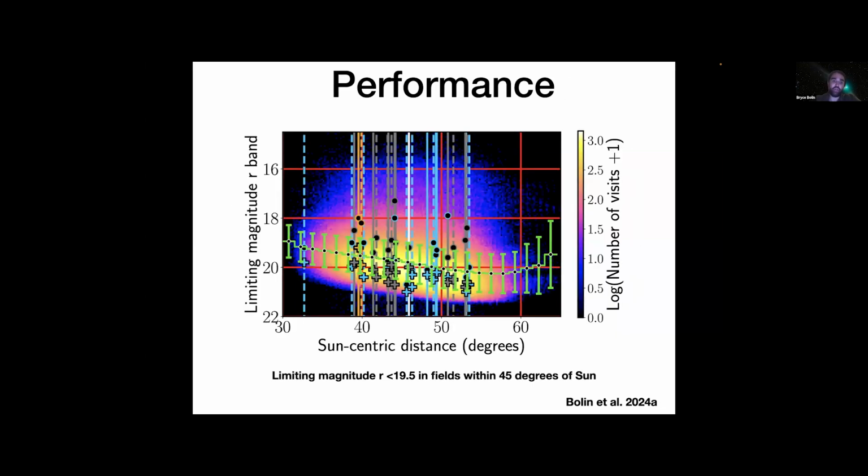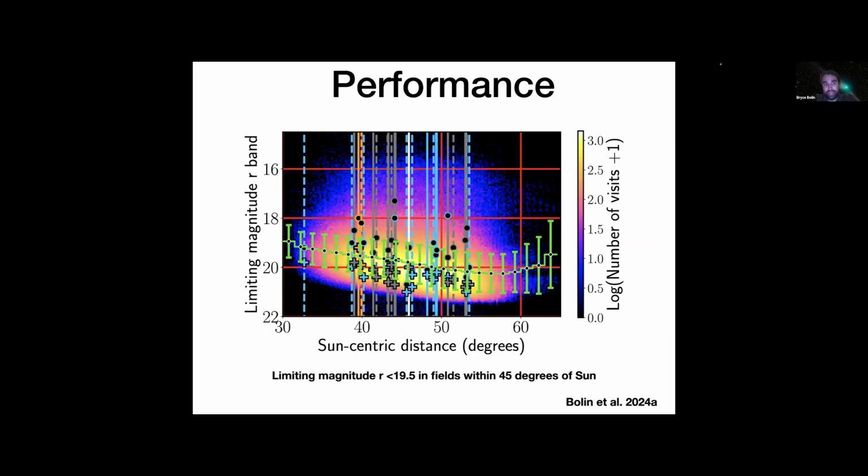This is a plot showing the performance of the telescope as a function of sun-centric distance. The x-axis is the sun-centric distance in degrees, and the y-axis is the limiting magnitude. The heat map in this plot shows the number of visits, and the green is the running average with a 1 sigma standard deviation. In general, the limiting magnitude of the survey decreases as you get closer and closer to the sun.